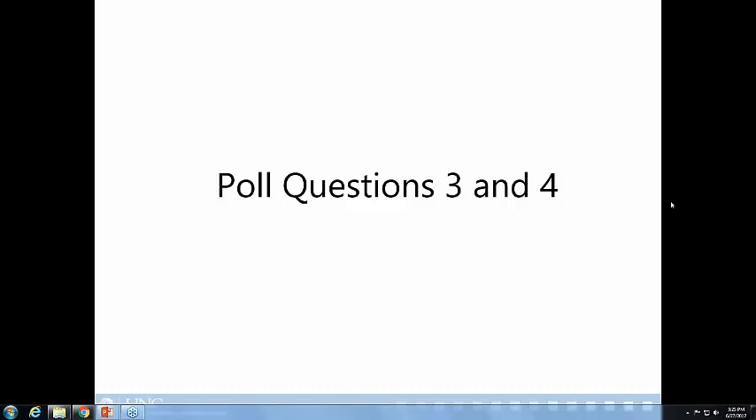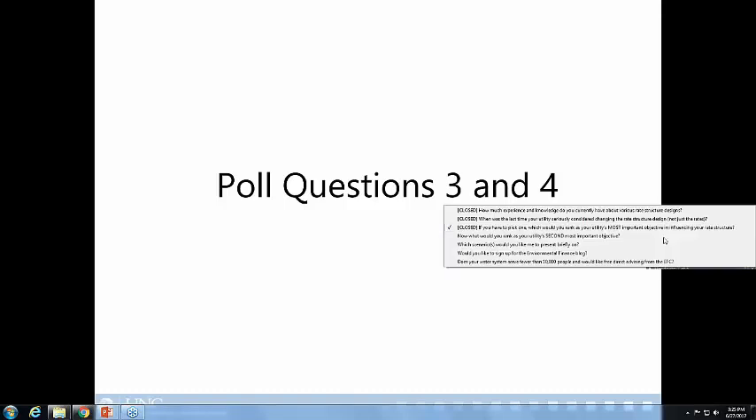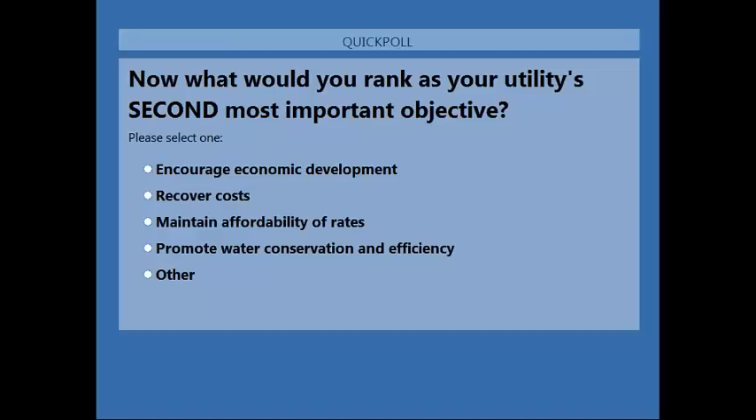So thank you for doing that. I'm going to ask you now, what's your second most important objective? So if you already said recover costs is your most important, don't pick that. Pick something else. And if you've picked encourage economic development as your most important, what's your second most important objective? So now we're starting the process of prioritizing 1, 2, 3, and 4.